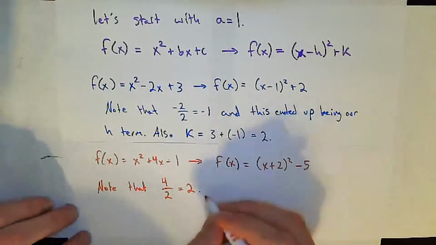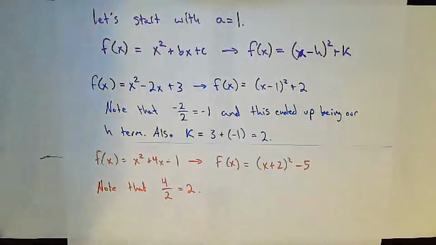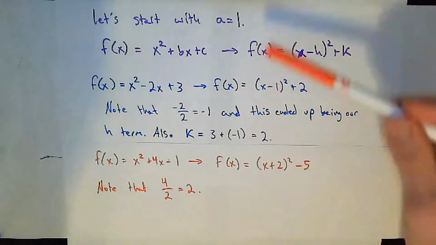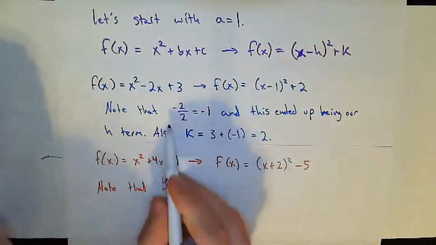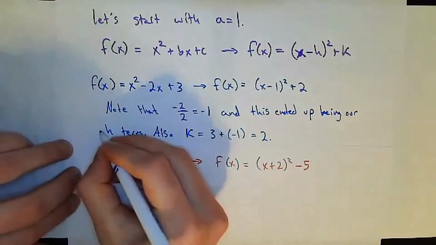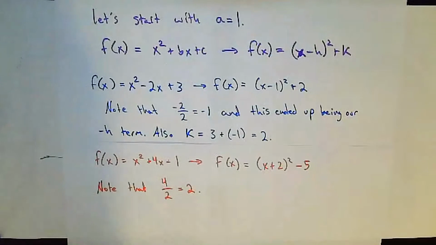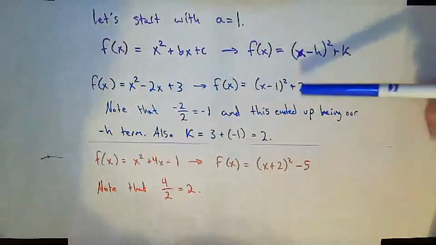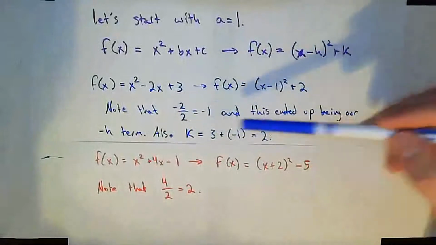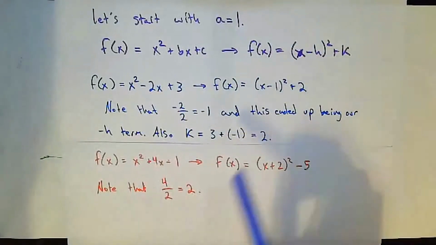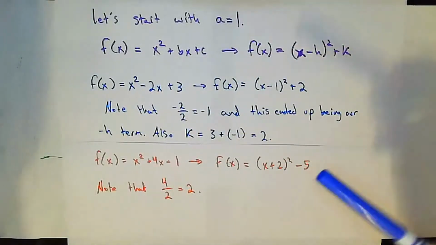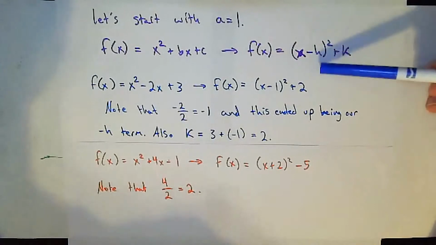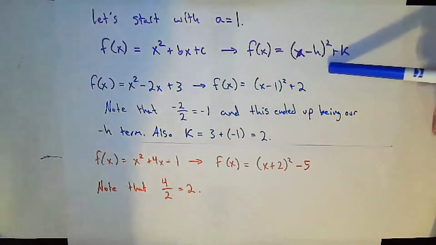Okay, and that ended up being, hang on, I just realized I made a mistake here. Technically, I should say back here, the negative one ended up being our negative h term, just because I don't want you to get confused about it directly matching what's inside the parentheses. Like this -1 should match here, -1, and +2 matches here.